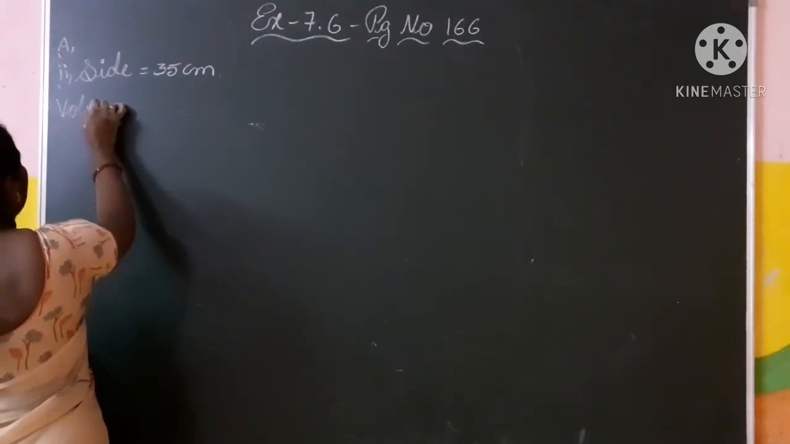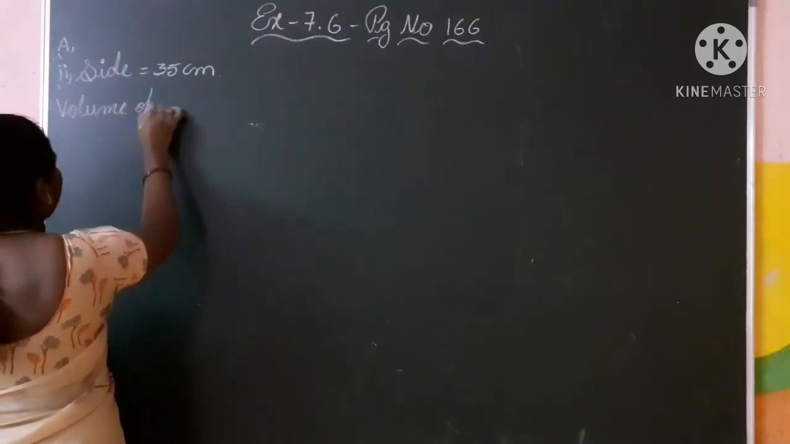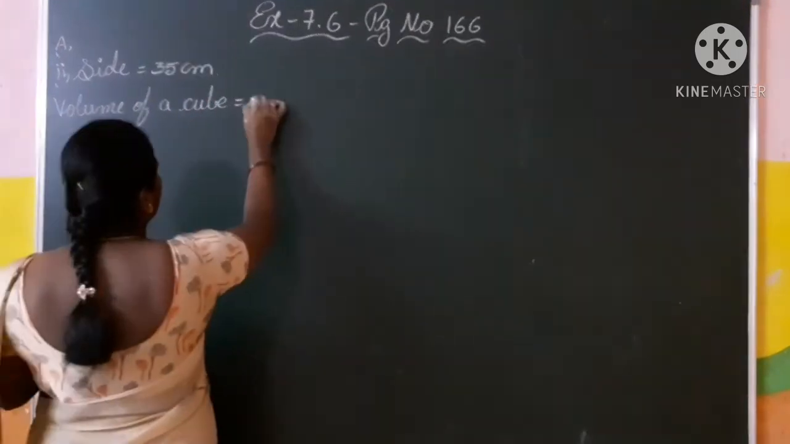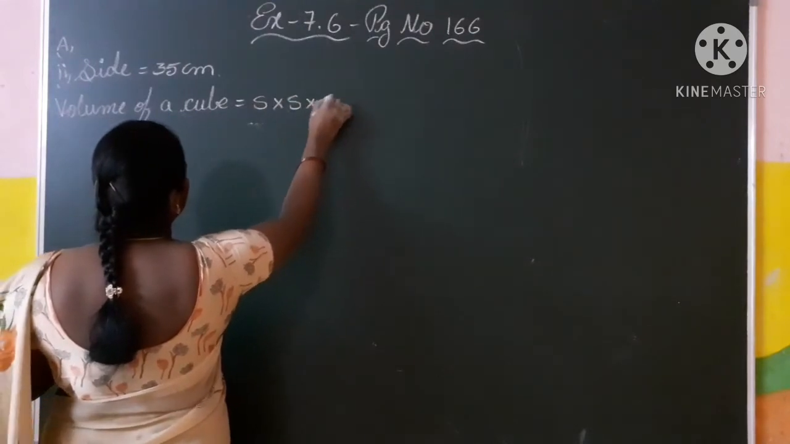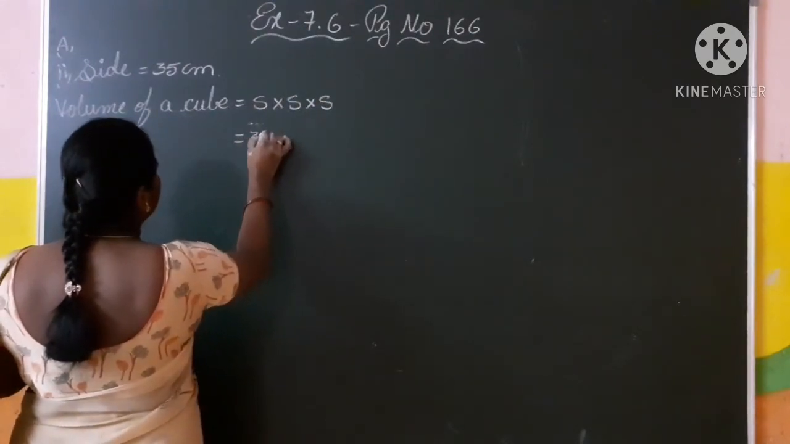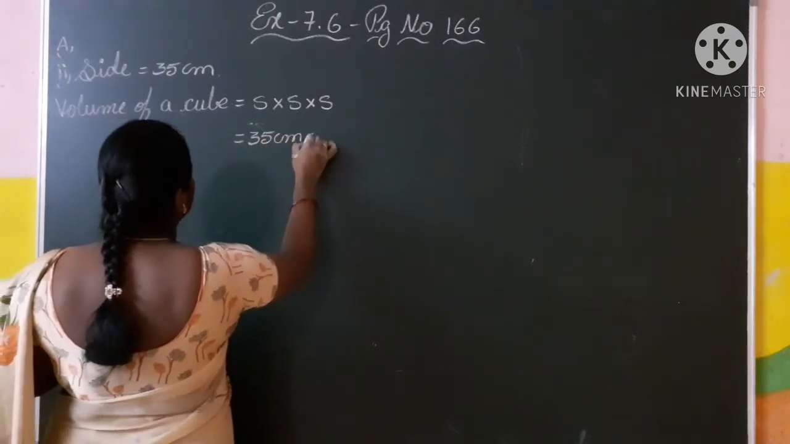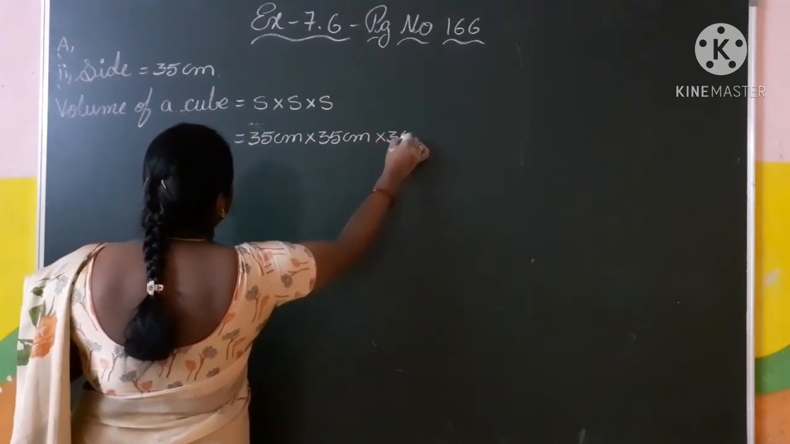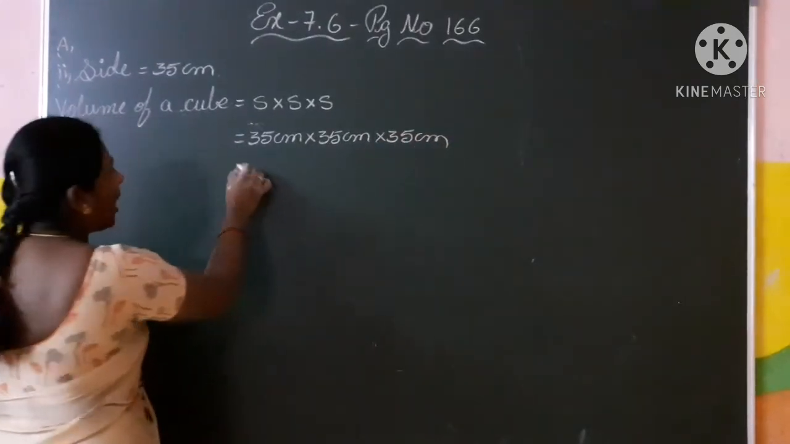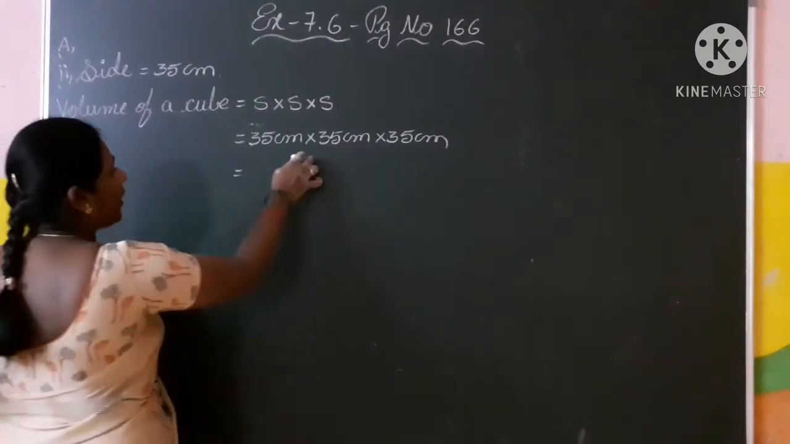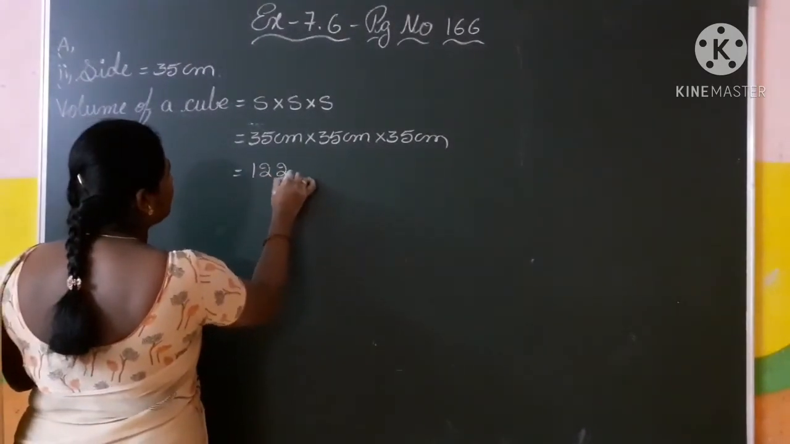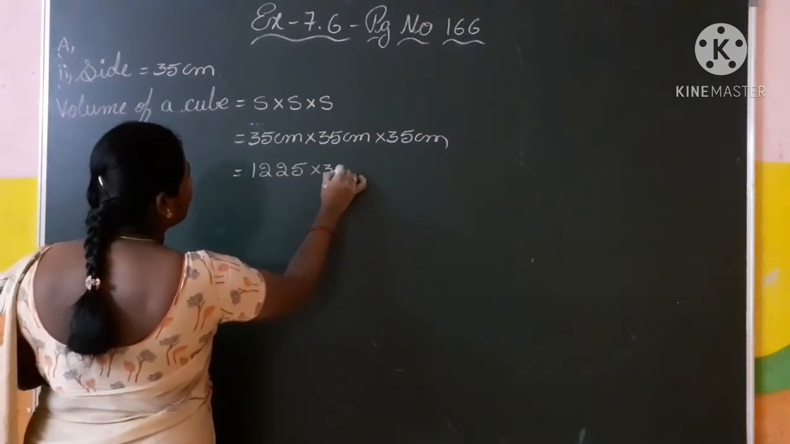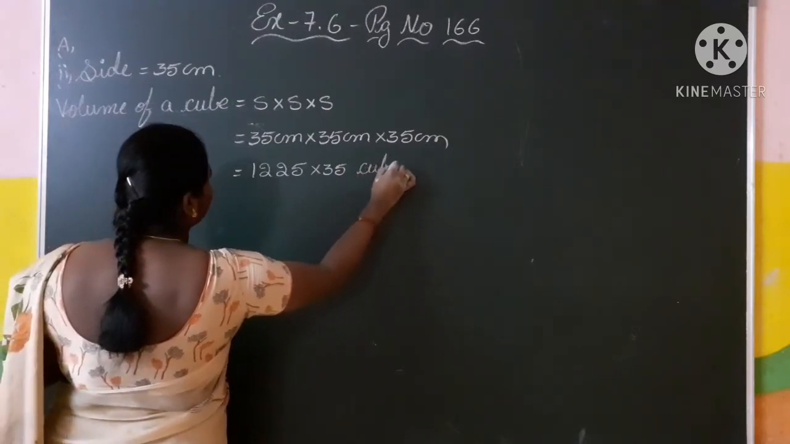So volume of a cube is equal to S into S into S: 35 centimeter into 35 centimeter into 35 centimeter. So we have to multiply these three. 35 35s are 1225, into 35 cubic centimeter.